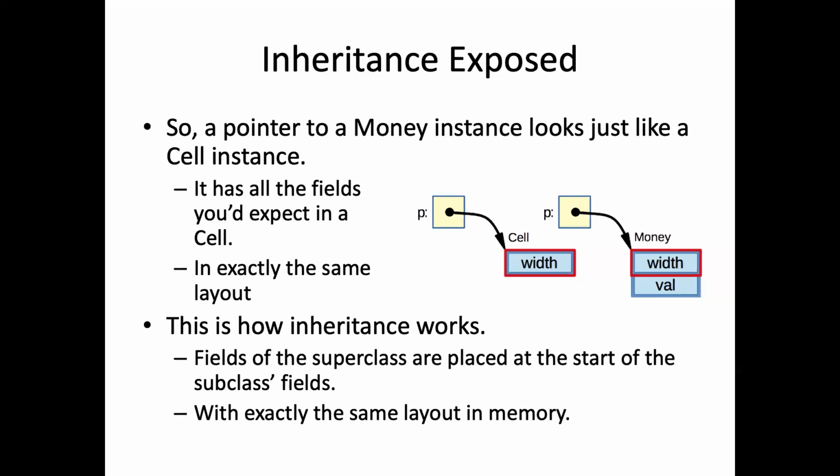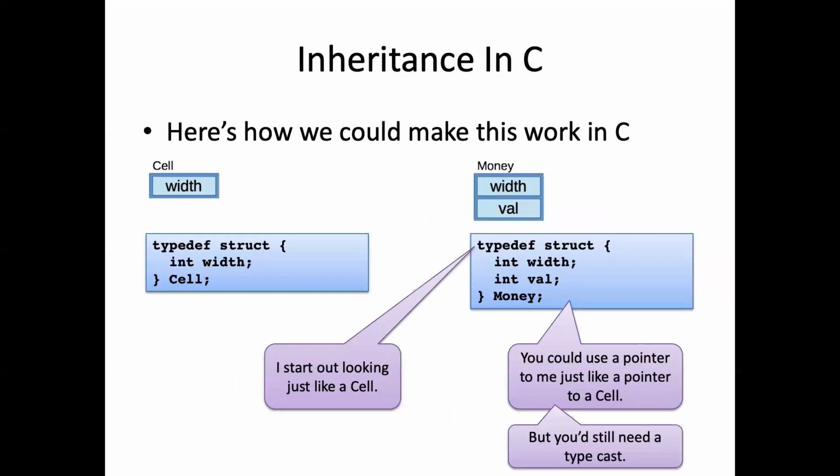If we had to build structs that behave like this, here's what our implementation could look like. We'd just make a struct for the superclass, for cell, and then we would make a struct for the subclass. And we would be careful to make sure it started out looking just like a copy of the superclass. So, and I'll say this quickly because it's probably obvious, superclass cell has a width field right there at the start. My subclass has a width field right at the start, but it has some other stuff that I'm going to add, but I'll add it afterward.